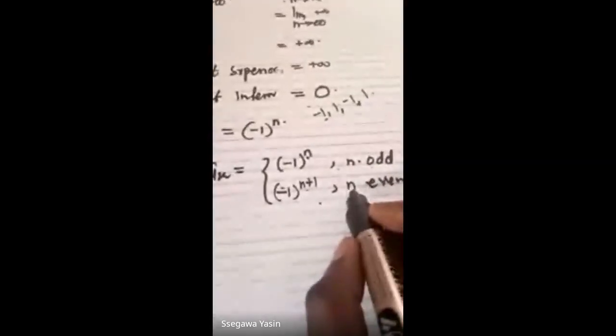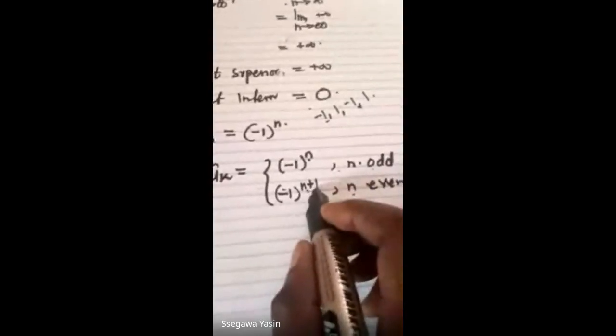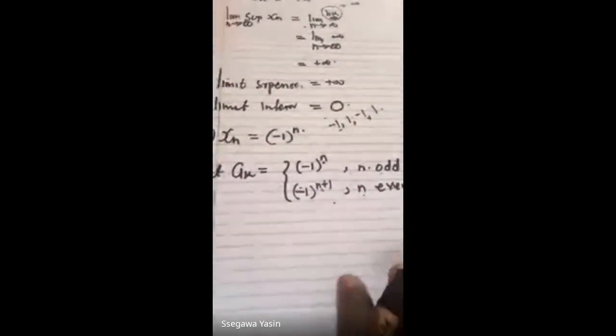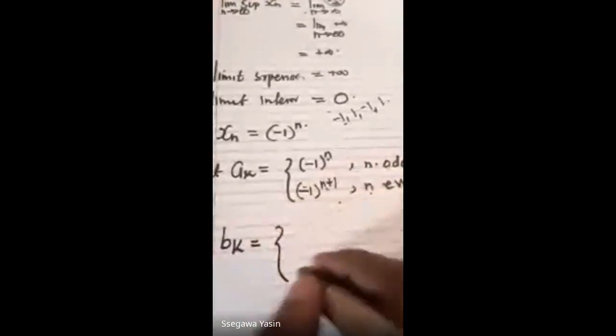What I've done is increase n by 1 so that I can make it even now. Meaning that if I pick any even number like 2, when I add 2 plus 1, I will get 3. When I substitute, I will get back the same answers that I've been getting there. Then that is our AK. So we are supposed to look at BK also.